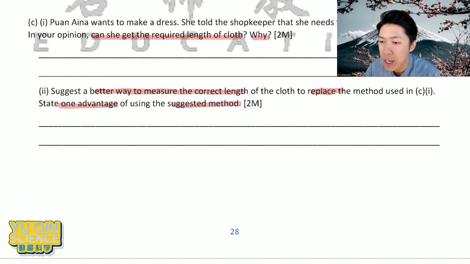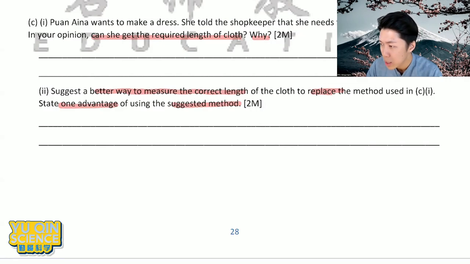Okay, of course you go to the shop, you want to measure using the correct way, it should be something standard that we use every day. What do we have? Something we use every day. So that will be the ruler. Okay, of course, we follow what our textbook wants to be official. That's called a meter ruler.